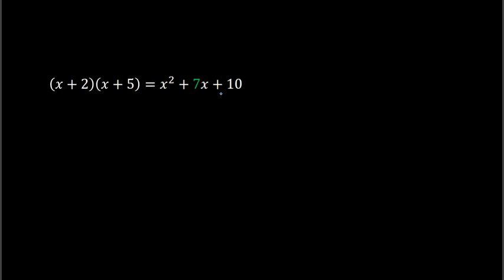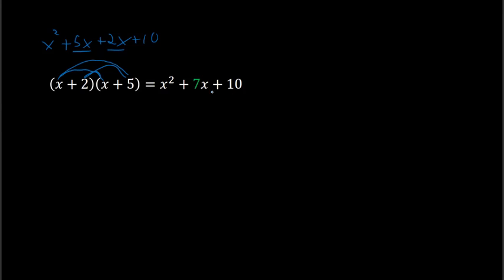And in case you don't know how to get that, you would take x times x to get x squared, and then x times 5 to get 5x. So you have x squared plus 5x, and then distribute the 2. 2 times x is 2x, and then 2 times 5 is going to be 10. Alright, so you combine the like terms, 5x plus 2x, and that gives me 7x.